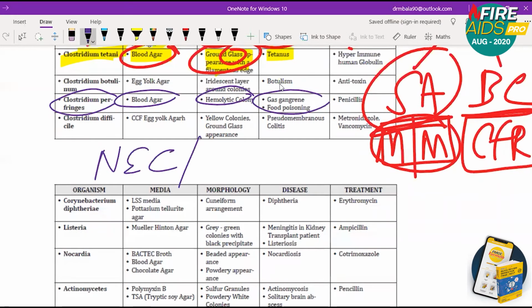Gas gangrene, food poisoning, necrotizing enterocolitis. So these are caused by Clostridium perfringens. Okay.